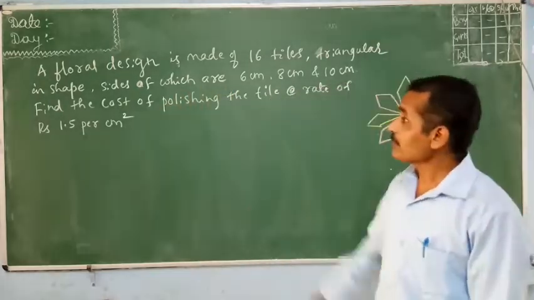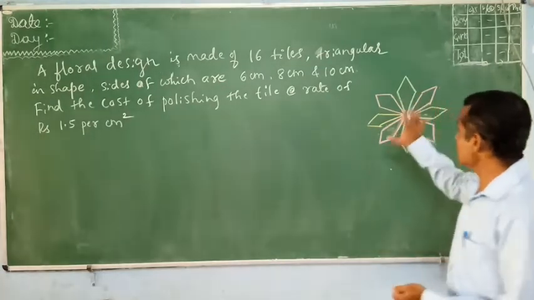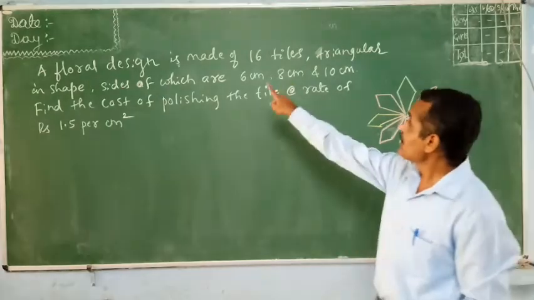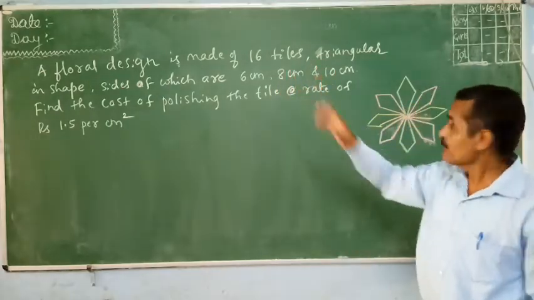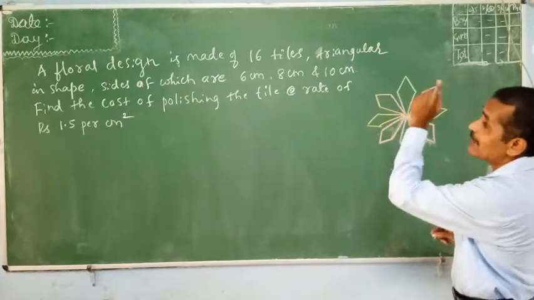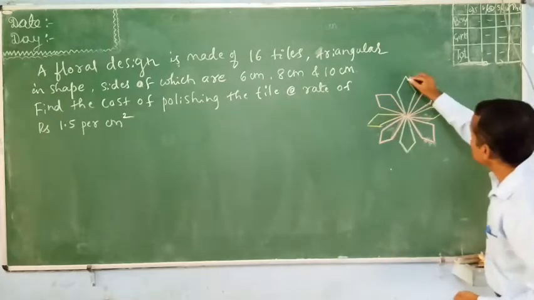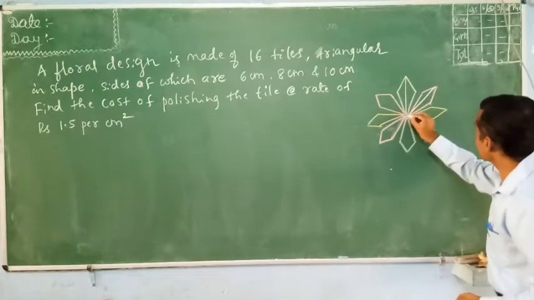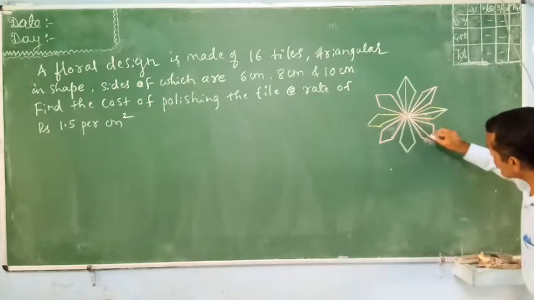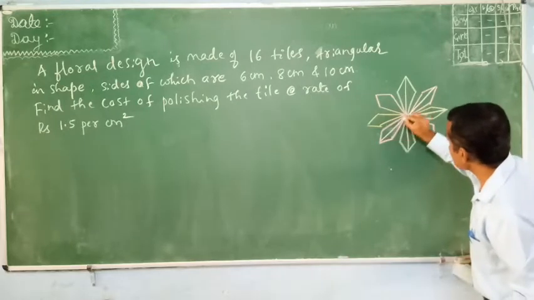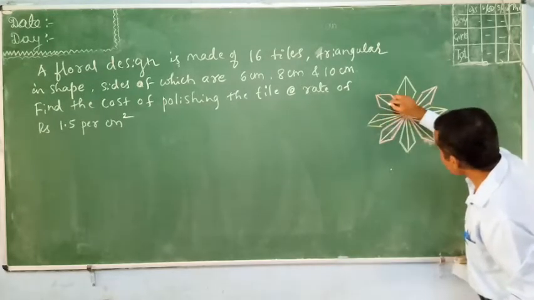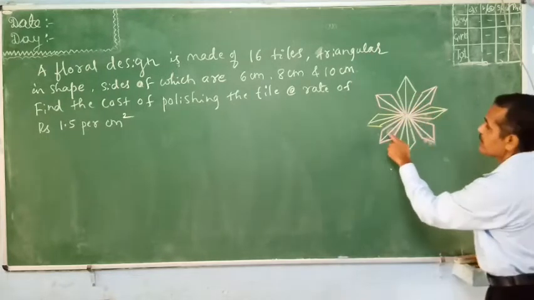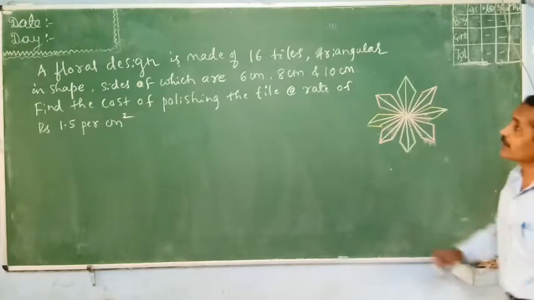Now, here is a problem. A floral design. This is the design made on a floor. It is having 16 tiles, triangular in shape. They are all triangular in shape. There are 16 tiles. See here, 2, 4, 6, 8, 10, 12, 14 and 16 tiles are there.